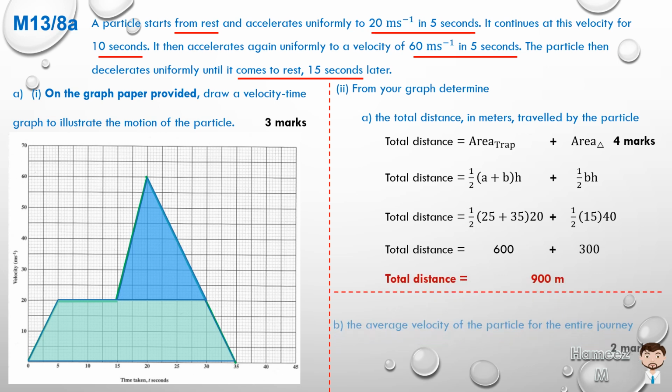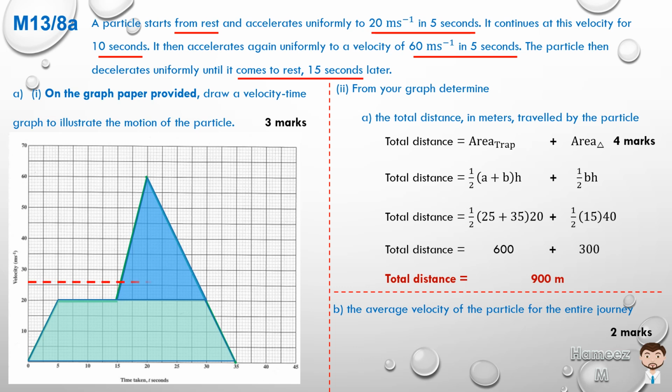Part B, the average velocity of the particle for the entire journey. So the average velocity will be the total displacement divided by the total time. And the total displacement is 900. And the total time taken is 35 seconds. So 900 divided by 35 is 25.7 meters per second.